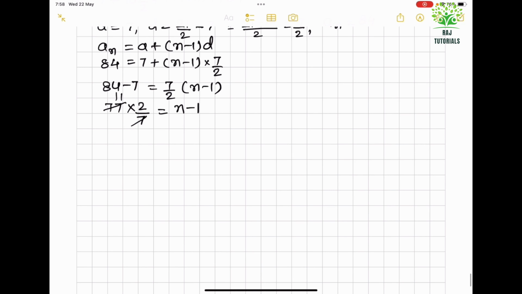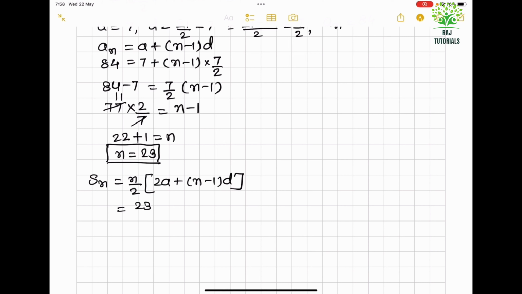So 11 into 2 equal to n minus 1. So 22 plus 1 equal to n. So n, I got 23. Now n I have got, so now I can find Sn. So Sn equal to n by 2 into 2a plus (n minus 1)d.